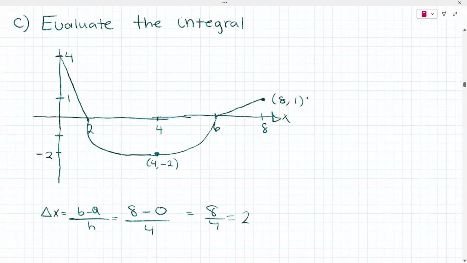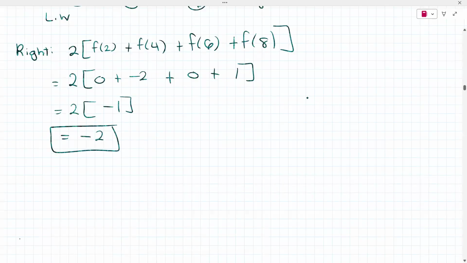That could be true, right? Because this is a negative, so you're definitely going to have a negative area. Okay, let's do part B. So now we are doing the left-hand side.